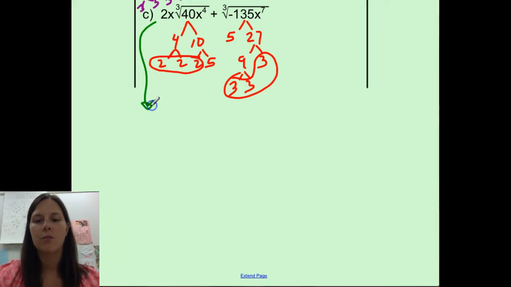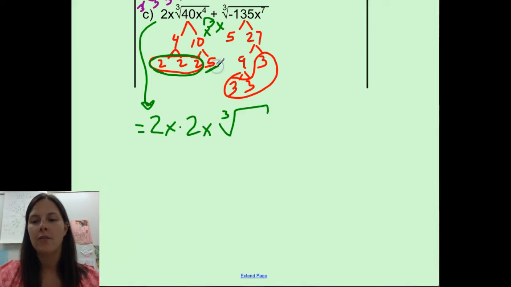Working down the page here, we're going to keep that 2x that is on the outside of our radical. Here we have a 2 cubed. The cube root of 2 cubed is 2. With x to the 4th, we have x cubed times x. So the cube root of x cubed is x. Our leftover values are 5 and x.